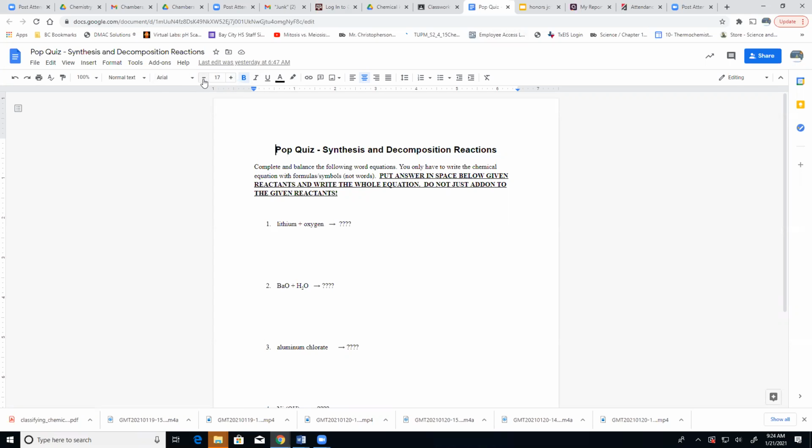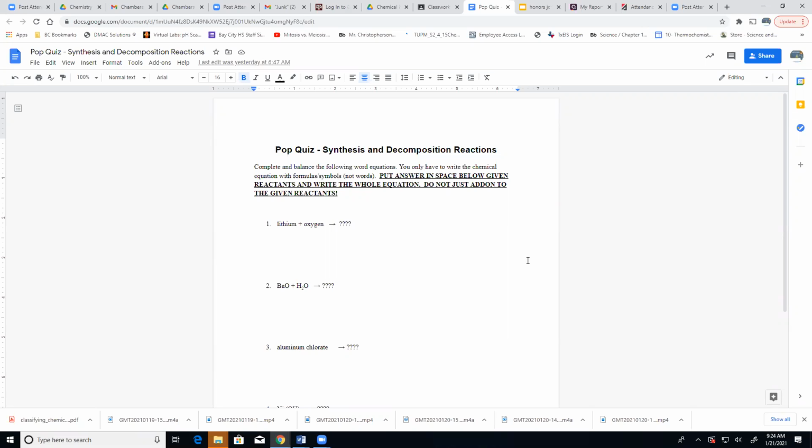All righty, so on our first one here, lithium plus oxygen, and these were only over decomposition or synthesis reactions. So lithium plus oxygen, what are those going to come together to form? For the product. So you should have been able to recognize that this was a synthesis reaction, because if it was a decomposition reaction, I wouldn't have had two reactants.